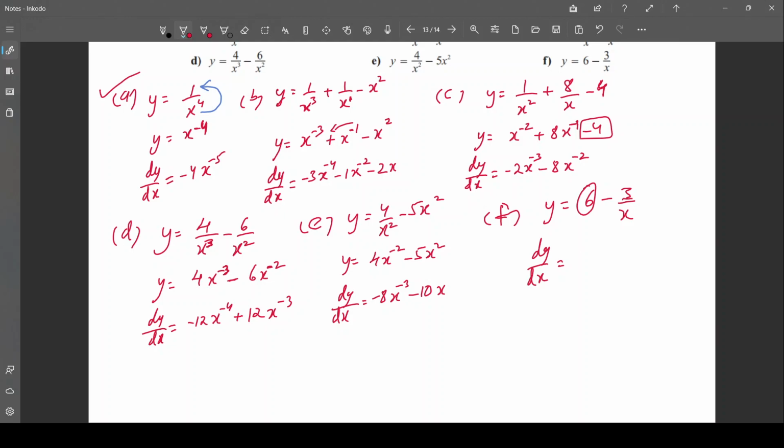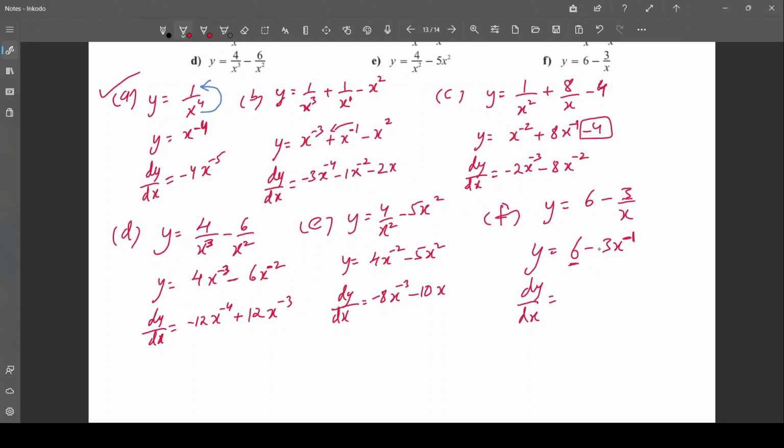Before differentiating, let's take that 3 over the top. If I try to differentiate before that, we cannot do it. So we have to rewrite the function first: 3x to the power minus 1. Now let's differentiate with respect to x. This becomes 0, so I don't have to write it.